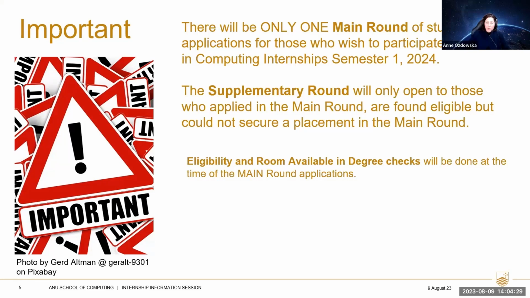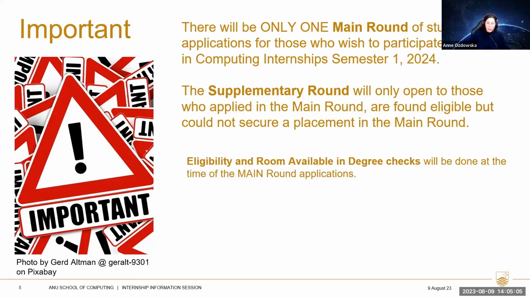There'll only be one main round of student applications for those who wish to participate in the internship program in semester 1 next year, in 2024. It's important that you apply in the main round if you want to be part of the internship program. While we run a supplementary round, this is only open to students who applied in the main round and were found eligible. So if you apply in the main round and you're eligible, but you didn't get a placement in the main round, you can apply in the supplementary round.